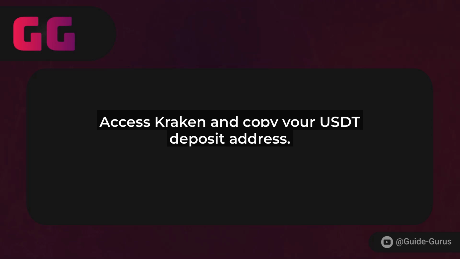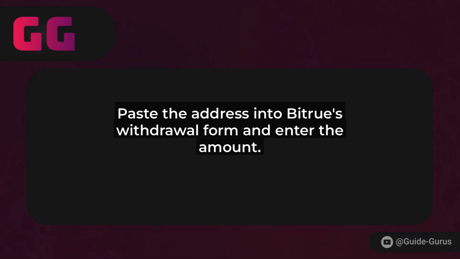Go to the Deposit section, select USDT, and copy the wallet address provided. This address is crucial. It's like the GPS coordinates for your crypto. Back on Bitrue, paste the Kraken address into the withdrawal form. Enter the amount you want to transfer, and review the transaction details.